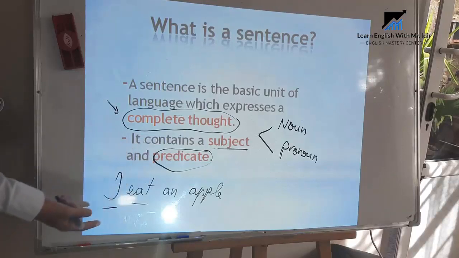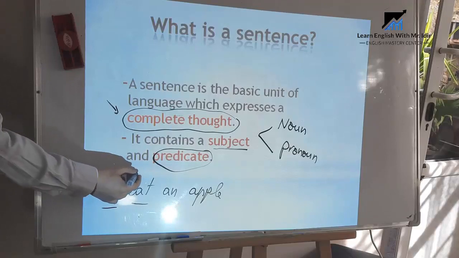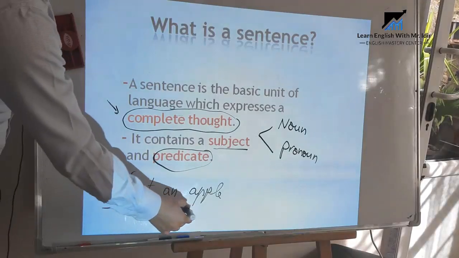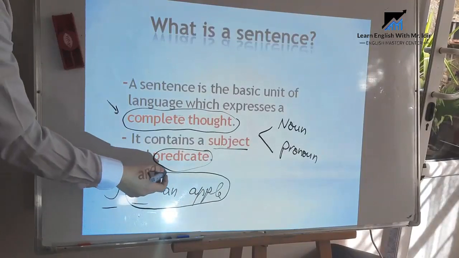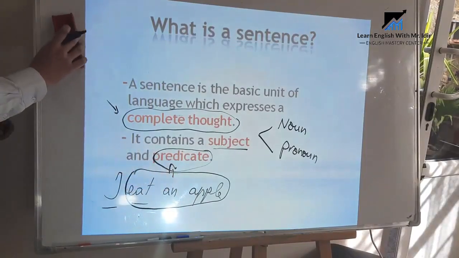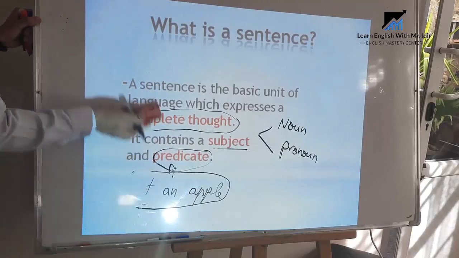Okay, so what do we call a predicate? A predicate is everything that comes after the subject. We call it the predicate. Good. Okay, let's explore some other examples.